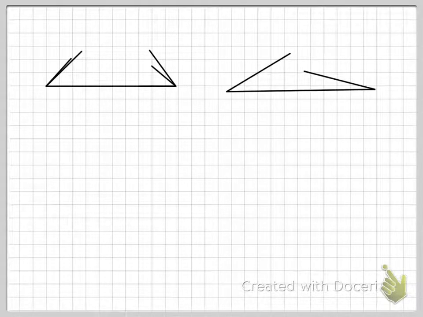Or this, for example. Say if this was a length of 5, and that's a length of 3, and that's a length of 2. It still wouldn't make it, right? You couldn't form a triangle.